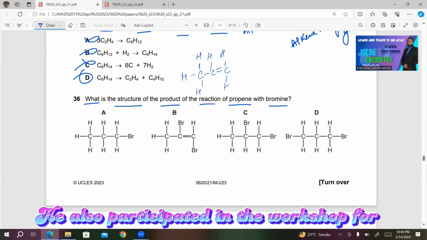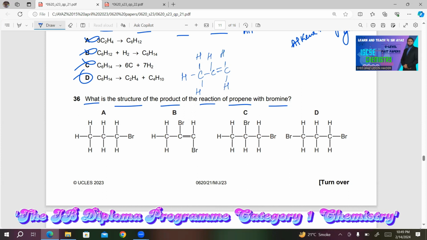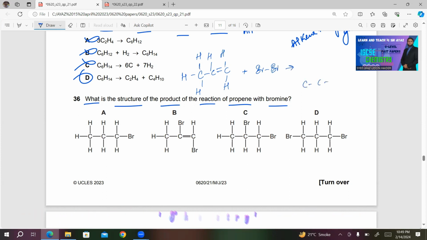So when you react this with bromine, Br2, you will get this. 1, 2, 3. There must be 2 bromine atoms beside hydrogen atoms. So one of these structures must have bromine atoms on two adjacent carbon atoms. Remember, C will be the right answer because you see bromine is placed on two adjacent carbon atoms.